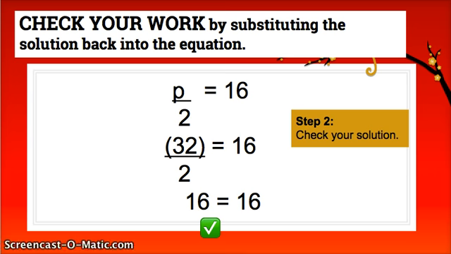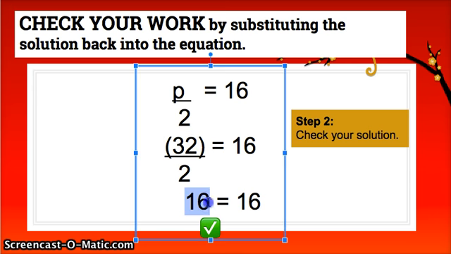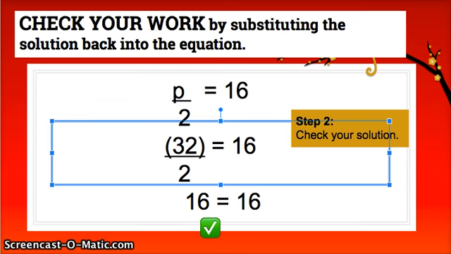I can check my answer by substituting p back into the equation. P was 32, so I replace p with 32, and I divide. 32 divided by 2 is 16, so the value of the left-hand side is equal to the value of the right-hand side, and the correct value of p is 32. I know my answer is correct.